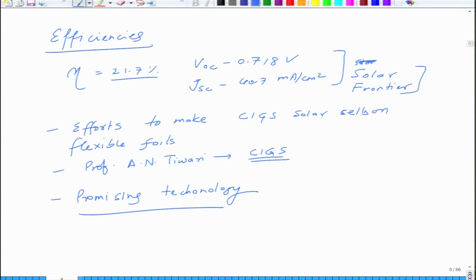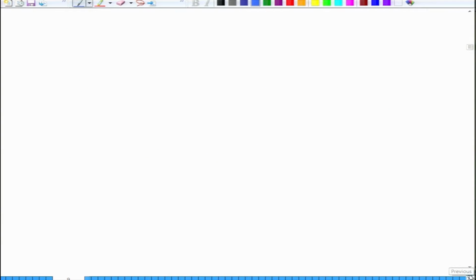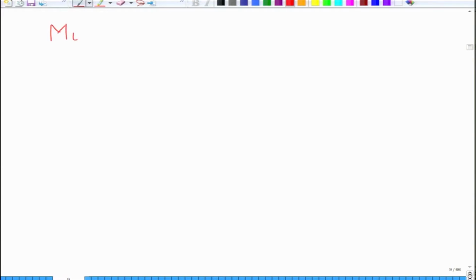So, this is about CIGS solar cells that we have looked over the past 1.5 lectures or so. Now, what we discuss is, we move on to just a quick overview of multi-junction solar cells.